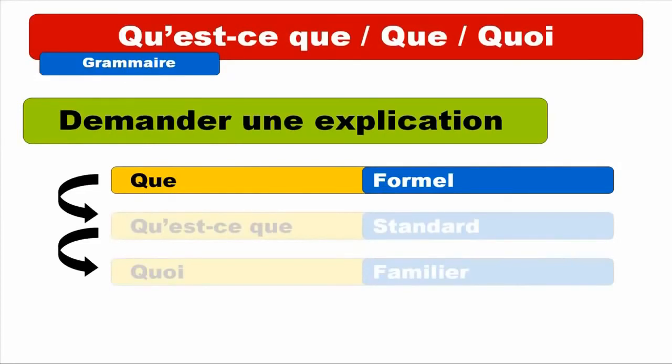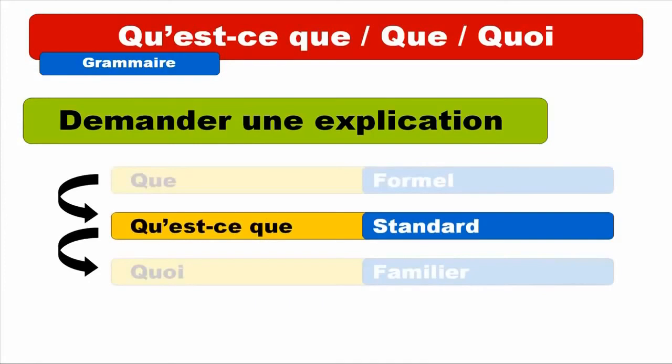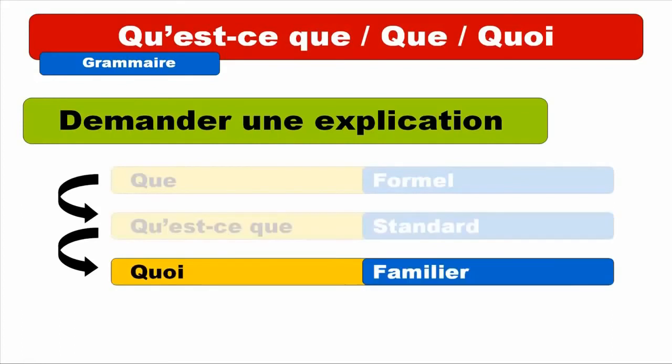So usually we use this que, qu'est-ce que or quoi when we want to ask for an explanation regarding something. The most polite form, if we can say that, is the use of que. The second form is qu'est-ce que, the basic form that we usually use when we speak. And then the third form is the use of quoi, which is considered as familier, as we say in French.